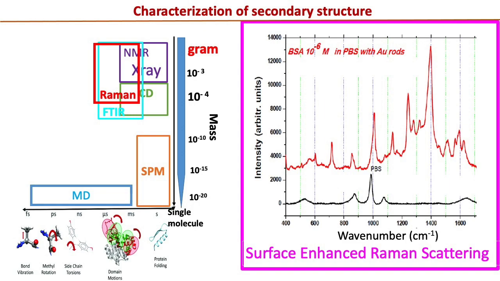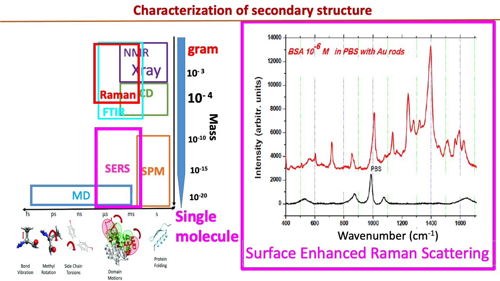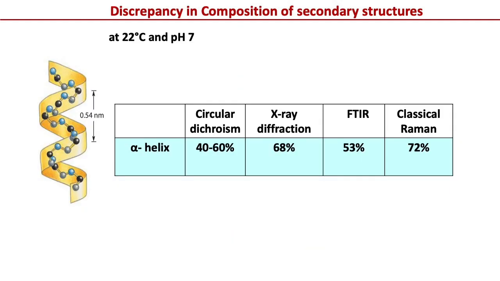The electromagnetic enhancement of Raman scattering can reach 10 to the power 8 when the molecules are in close vicinity of gold nanoparticles. This opens up the detection of very small amounts of molecules, including a single protein. Let's compare the composition of the secondary structure from the results given by the different techniques. We observe some discrepancy in the content of alpha helix in the structure. Circular dichroism underestimates the percentage, whereas classical Raman overestimates the presence of alpha helix.